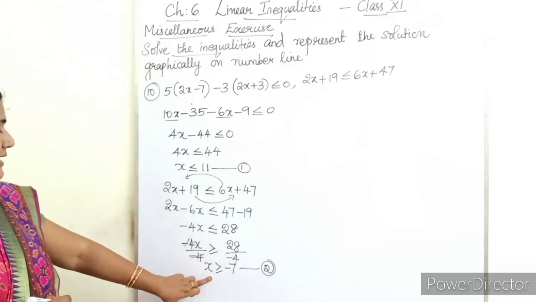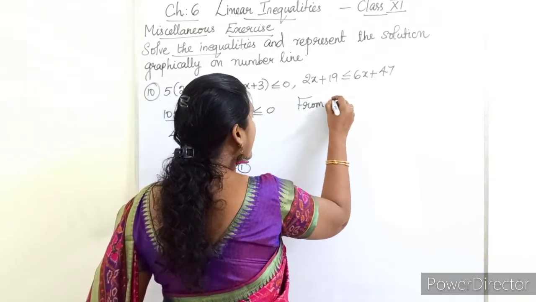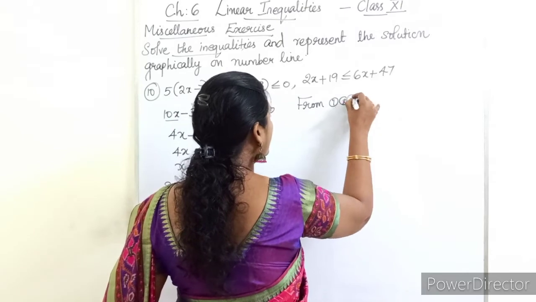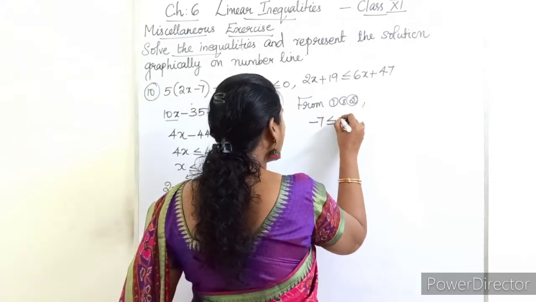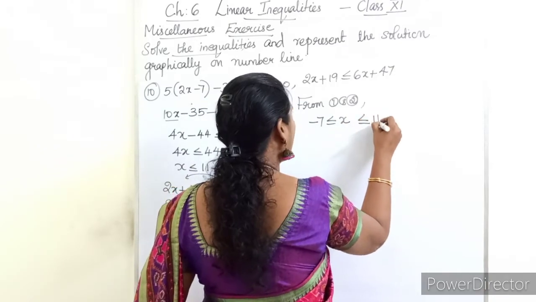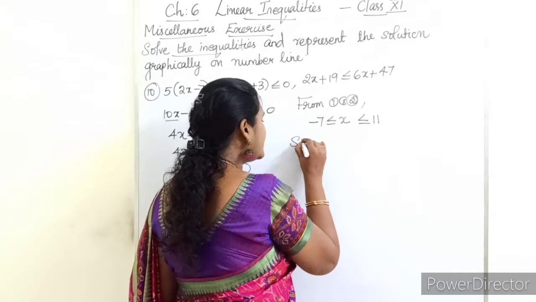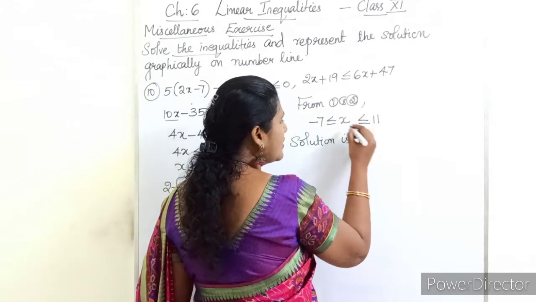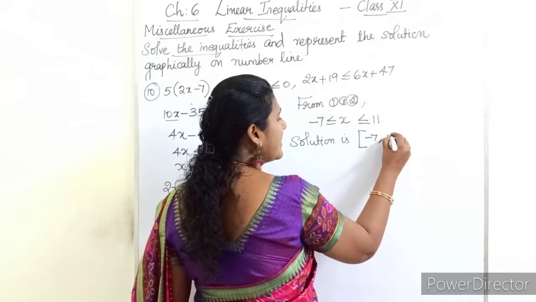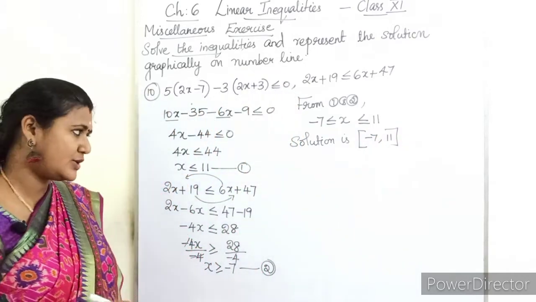Now we will combine these two inequalities, that is inequalities 1 and 2, we will get minus 7 less than or equal to x less than or equal to 11. So this is the solution. So we can write the solution is closed interval minus 7 to 11. So solution is closed interval minus 7 to 11.